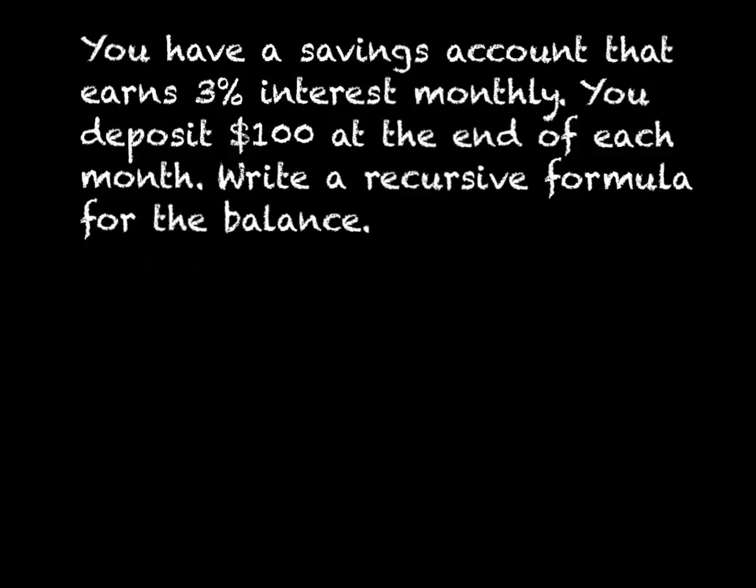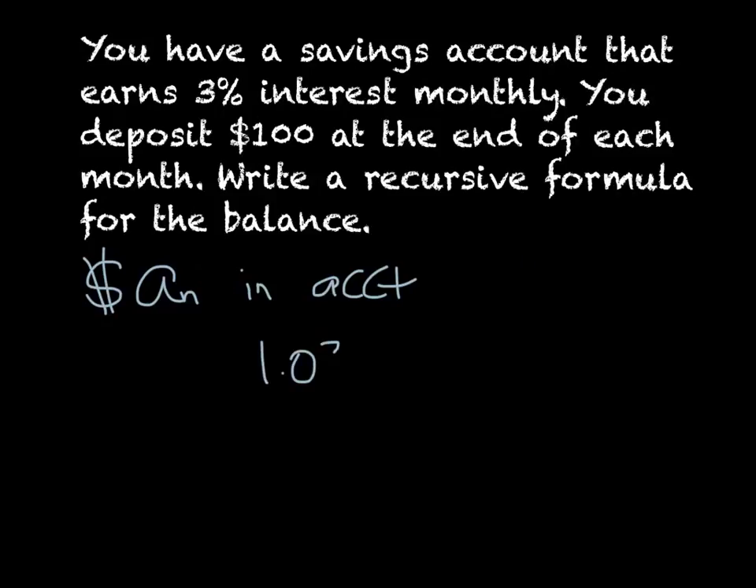You have a savings account that earns 3% interest monthly. You deposit $100 at the end of each month. Write a recursive formula for the balance. So let's just say that right now we have an dollars in the account. Then what happens at the end of the month?